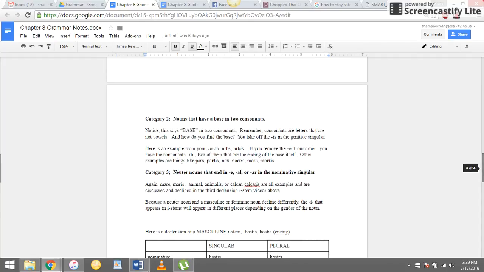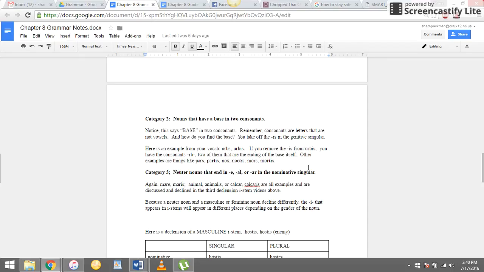Category 2, nouns that have a base and 2 consonants. Remember, consonants are letters that are not vowels. So how do you find the base? What you do is you look in your vocab, you take the IS off the genitive singular, and if you're left with 2 consonants before it, it's an I-stem. So here's an example from this chapter's vocab, urbis. If you take the IS off urbis, the next 2 letters going backwards are B and R, which are both consonants. So it's an I-stem.